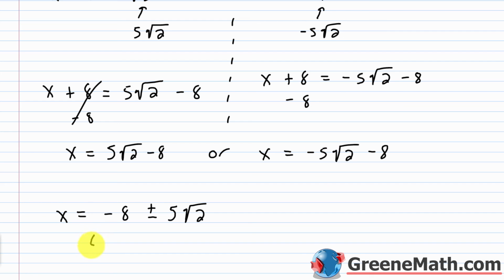All right, so in solution set notation, we'll say negative 8 plus or minus 5 times the square root of 2. Now, you're free to check each solution, right? You've got 2 of them. I've already checked them. I know they work. It'd be good practice for you to do it. In the interest of time and making this video a little bit shorter, I want to just stop right here and move on to the next problem.